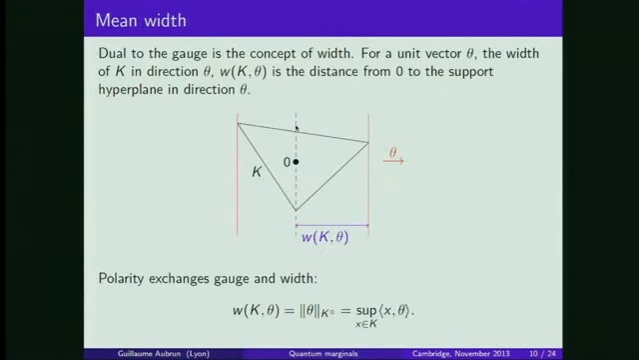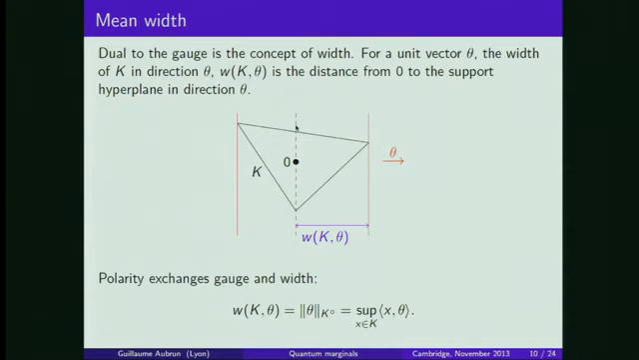Now let me introduce another notion, which will often be easier to compute: the concept of mean width. What is the width of a convex body? It's a quantity which is dual to the gauge. You fix a unit vector theta from the sphere, and the width in direction theta is simply the distance between the supporting hyperplane in direction theta and the hyperplane passing through the origin. We could say it's the half width, because you only look at half of this red strip.